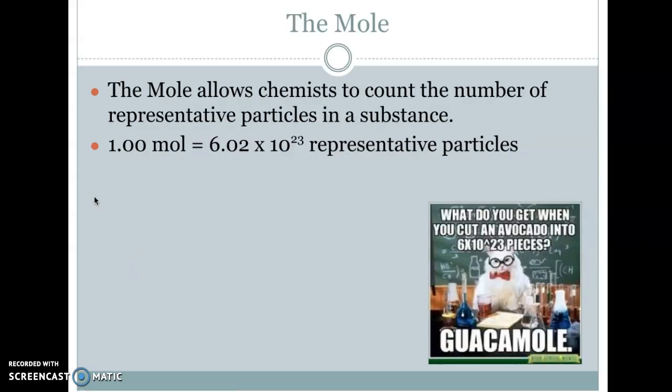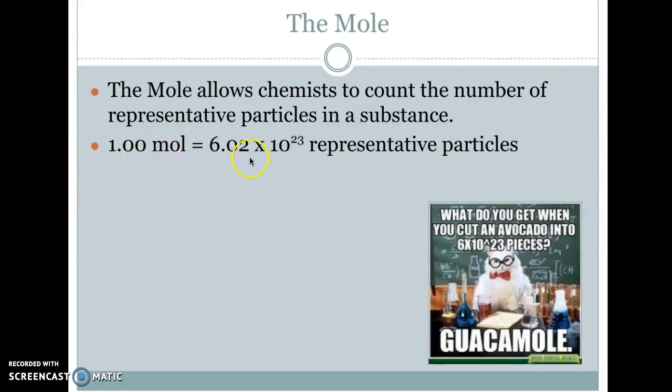Now the mole allows us to count the number of particles in a substance without counting them out one by one. When you're talking about atoms and molecules, they're very, very small things, and it's not conceivable to count them individually. So the concept of a mole allows us to determine how many of those particles are in a substance without directly counting them. We can figure out the mass of that substance, and then we can use the concept of the mole to convert to the number of particles.